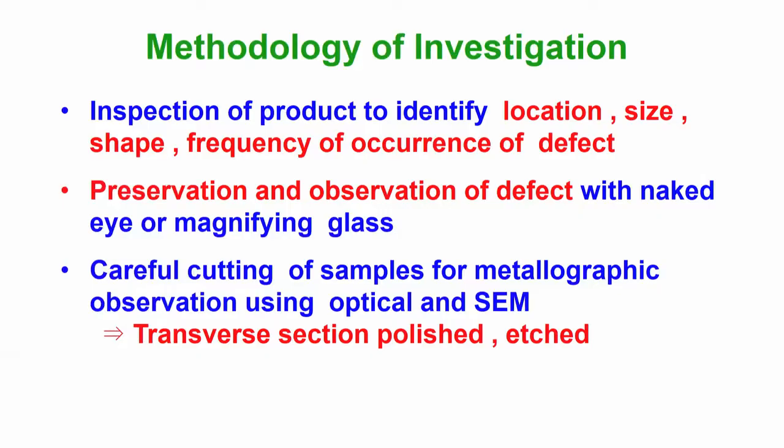Good morning everybody. I have been talking about this topic, identification of genesis of quality problems in steel products through metallographic investigation. For the last 1 or 2 lectures I have talked about this. So, what basically I have talked is how you do the investigation, metallurgical investigation, how to inspect the product, to identify the location, size, shape, frequency and occurrence of defect, and you preserve and observe the defect, and then careful cutting of samples for metallography, then transverse section which has to be polished, sometimes etched.